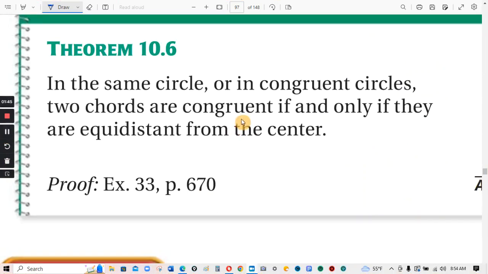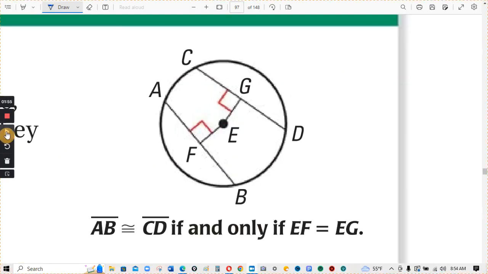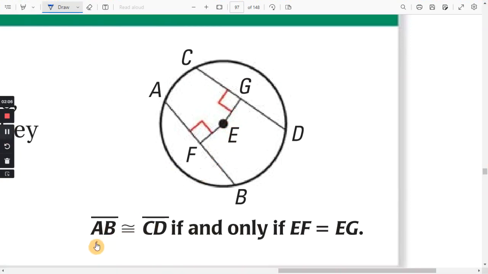Finally, I'm not sure if we'll use this one, but in the same circle or congruent circles, two chords are congruent if and only if they are equidistant from the center. So when you measure distance from a point to a line segment, it has to be perpendicular. It has to make a right angle. So they're saying AB is congruent to CD, that's this chord and this chord here, if and only if EF equals EG. So this here has to equal this here. They have to be the same distance from the center, and that makes them congruent.